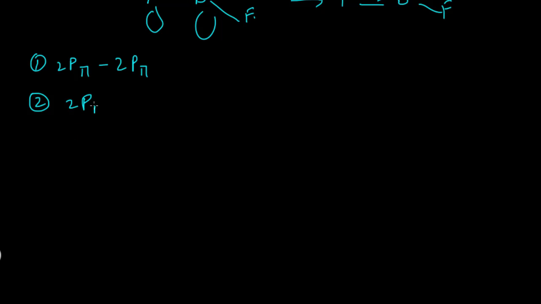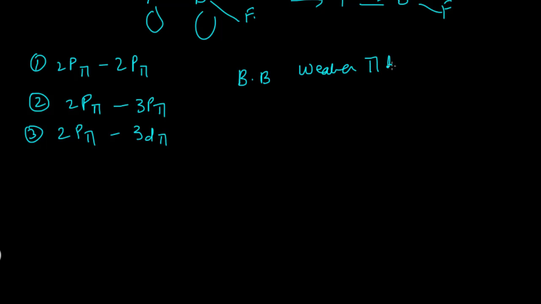Then there can be 2p pi 3p pi. We need one to be second period, right? So one should be second period. And the third can be 2p pi 3d pi. So this is when the bond is formed between a second period element's vacant p and vacant p, and vacant p and vacant d. Backbonding basically results in a type of weaker pi bond. You need to remember this pi bond is formed by sidewise overlapping between the lone pair electron and a vacant orbital. Hope you understood all of this, right?